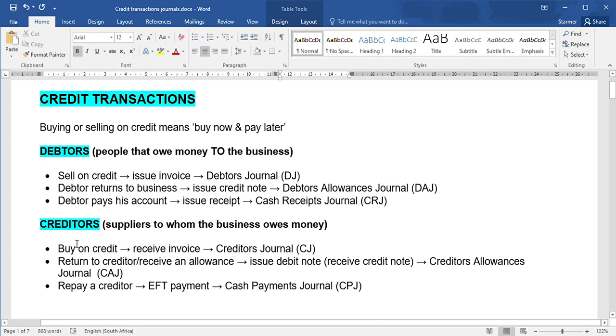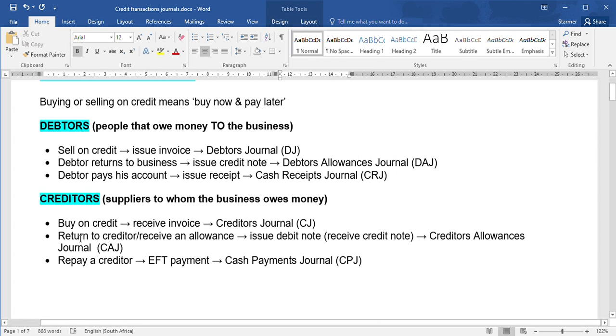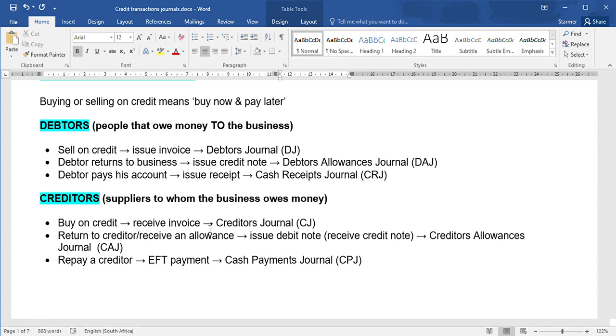Creditors are suppliers that the business owes money to. So if we buy on credit, it means we buy now and we pay later. If we buy on credit, the creditor is going to send us an invoice. So we will receive an invoice, and on that invoice it will tell us who we bought from, how much we bought, what we bought, and so on. That will get recorded in a journal called the Creditor's Journal, which we abbreviate to CJ.